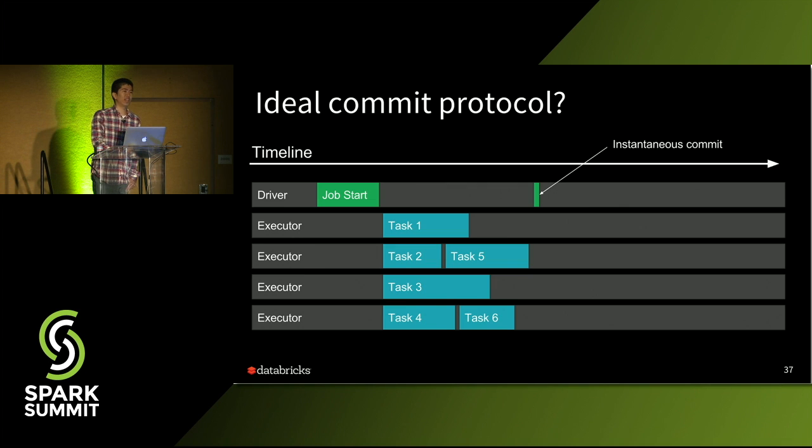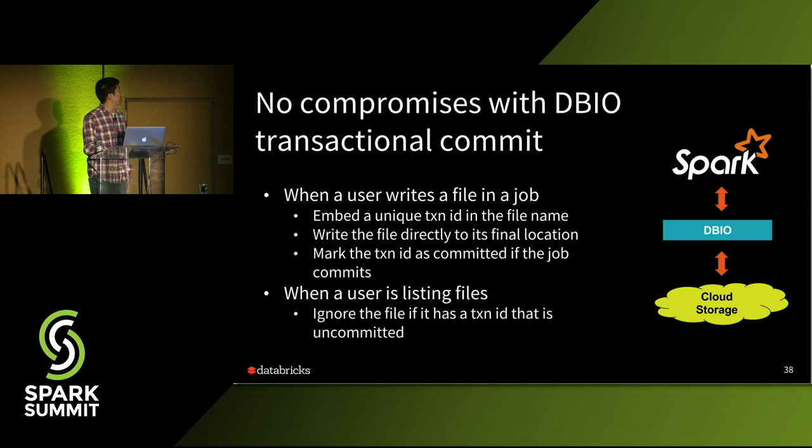So let's look at what an ideal commit protocol would look like. The job runs, and once it finishes, the commit should be instantaneous. There shouldn't be file copies or moves or anything of that sort. So how can you achieve this? Well, we took a look at this at Databricks, and we came up with some pretty simple ideas on how to solve this.